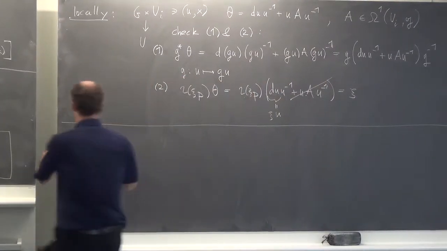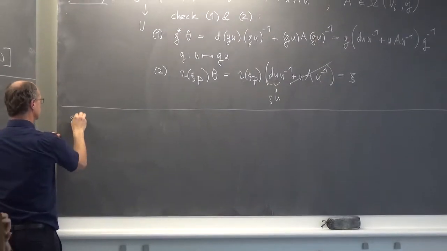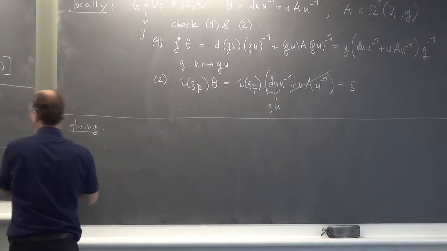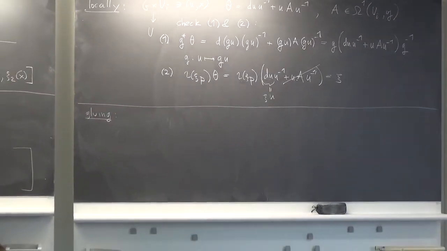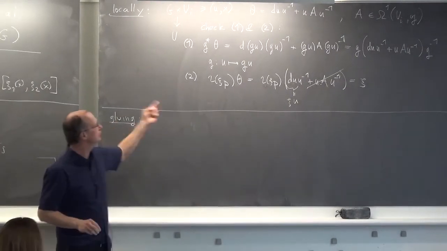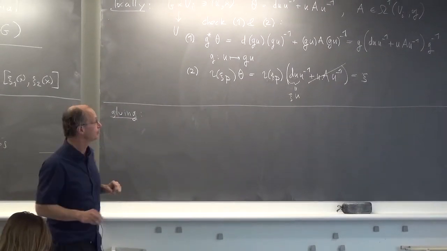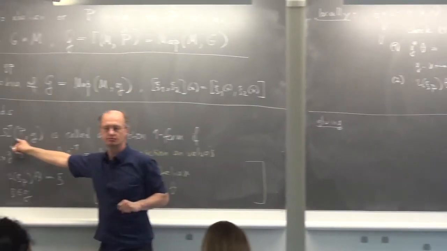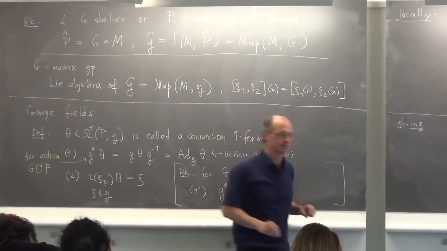Now maybe one more small calculation. So how does the gluing go? Suppose we want to glue two charts. So we have theta. Theta is a connection 1-form, and it is globally defined. It's defined in all the charts.